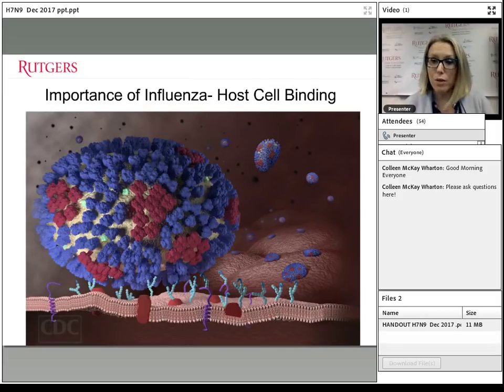Swine actually have both of these kinds of binding receptors, and that's why they're typically known as a mixing vessel. And then poultry also can have both of these binding types. And so this is why those organisms can sometimes have multiple flu infections, which allows them to share their genetic material.